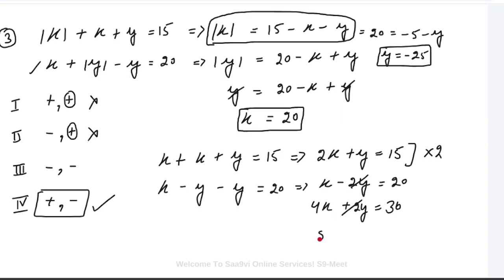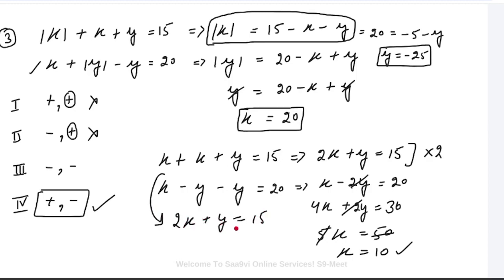Now, if we add both these equations, we get 5x equal to 50. That means x is equal to 10. And if I put x as 10, put in any value. So let's say 2x plus y equal to 15. That means 20 plus y equal to 15. And y is going to be minus 5. We get x equal to 10, y equal to minus 5.